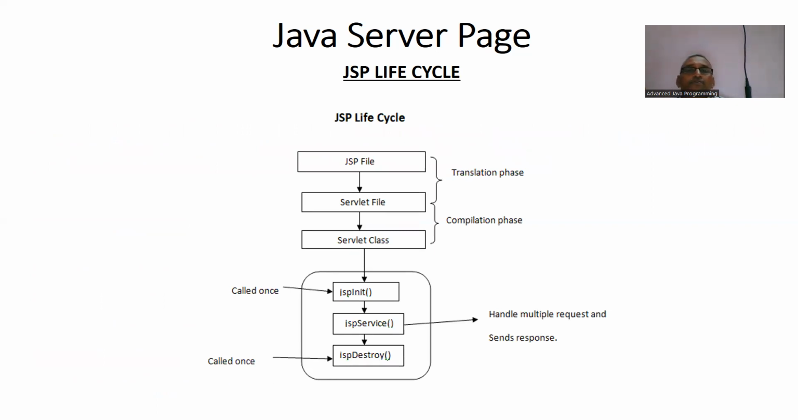JSP file to servlet file is the translation phase. Servlet class is the compilation phase, and the jspInit method, jspService method, and jspDestroy method follow. Init is called once, service handles multiple requests and sends a response. This is the dynamic representation of the JSP lifecycle.